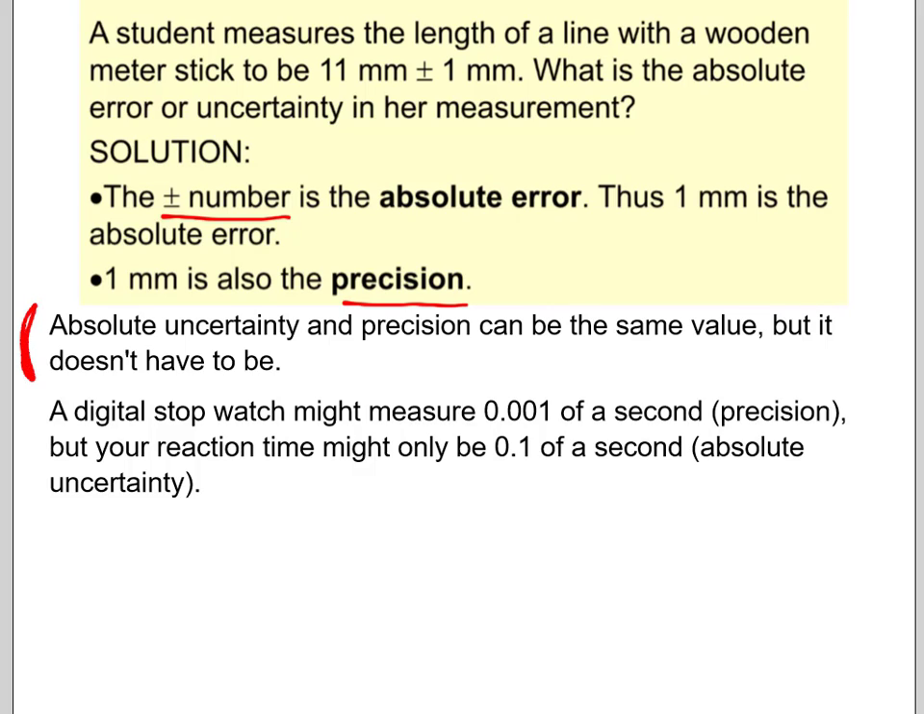It is important to note that absolute uncertainty and precision can be the same value. It can be, but it doesn't always have to be. So for example, a digital stopwatch might measure to 0.001, so that's a thousandth of a second. That's how precise it could be. But your reaction time might only be 0.1 of a second, and that would be your absolute uncertainty. Because this value here overrides how precise this tool is, your error here would just be a tenth of a second.